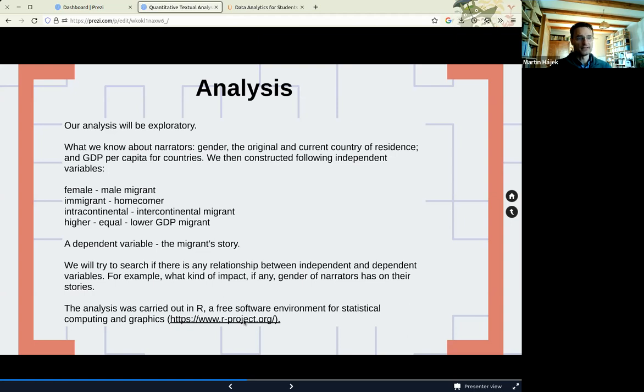As I said, the analysis will be exploratory, no testing, even if we can have some temptation to test if there are gender differences, for example if male stories are shorter than female stories, because females are considered more talkative, whatever. But as I said, non-coding textual analysis is better suited for exploratory analysis.